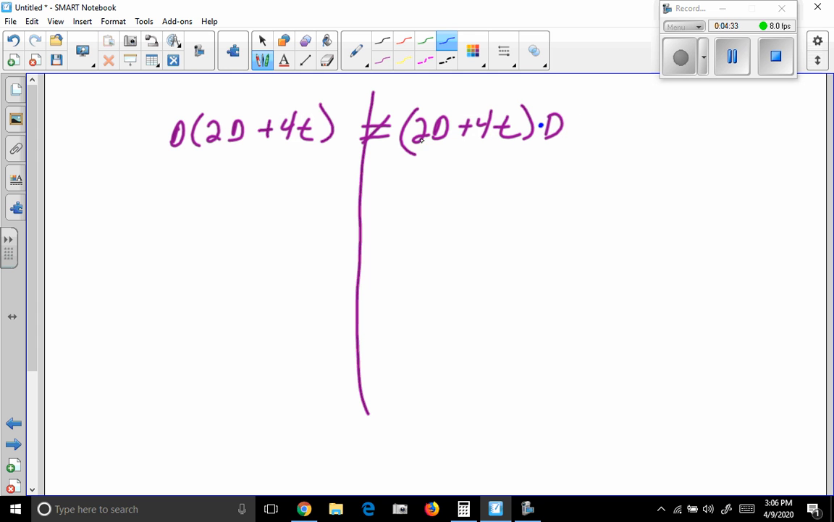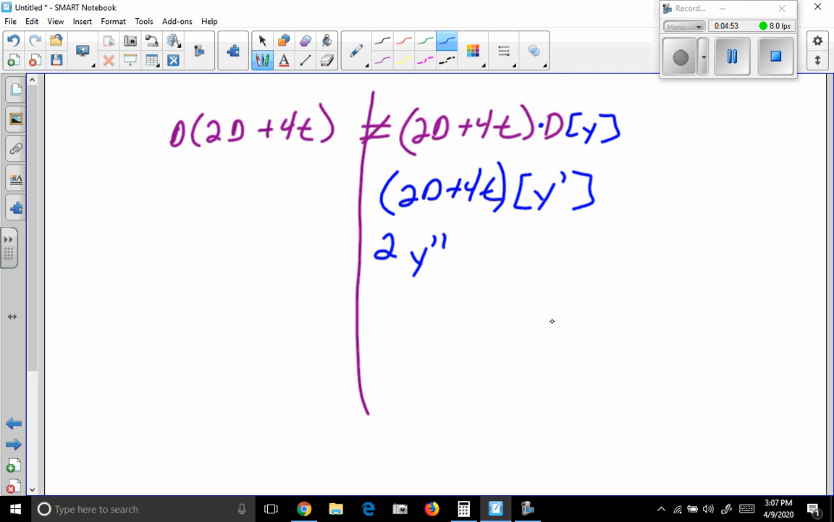So if we apply that operator to the function y, then we do this one first. So we take the derivative of y, which is y prime. And then we do this operation on y prime. So if we do this operation on y prime, we take the derivative of y prime, which is y double prime, and we multiply it times 2. And then we take 4 times t and multiply that times y prime. So that's what we get when we do that operation on y.